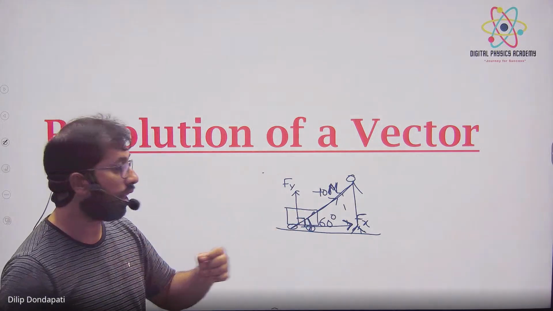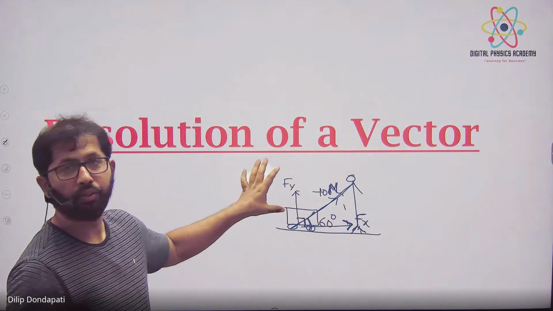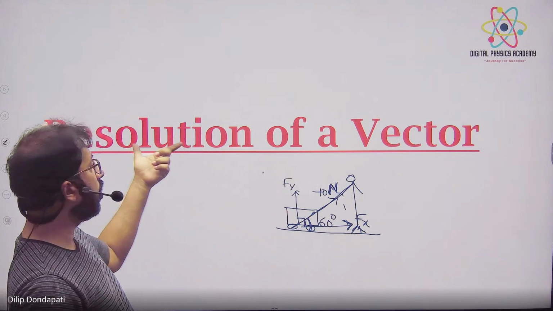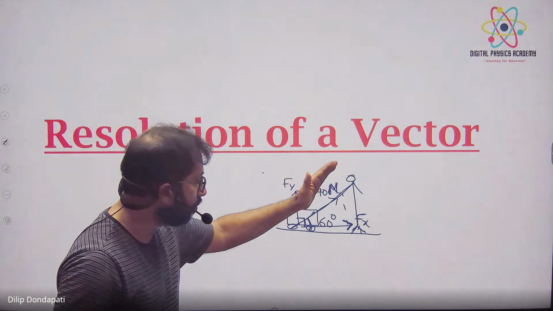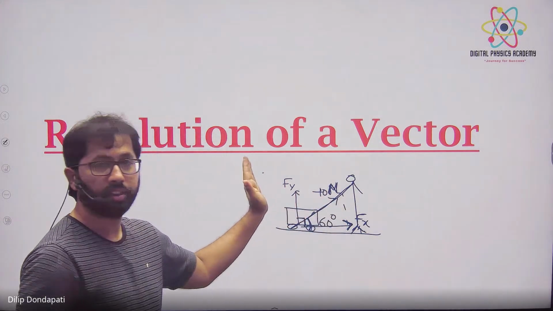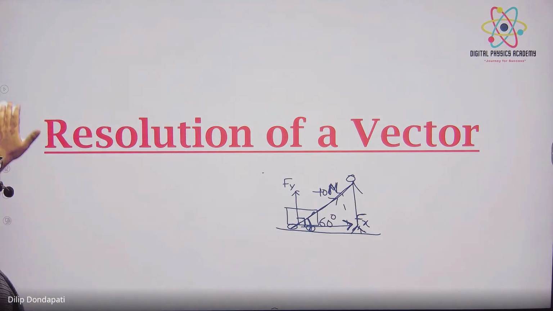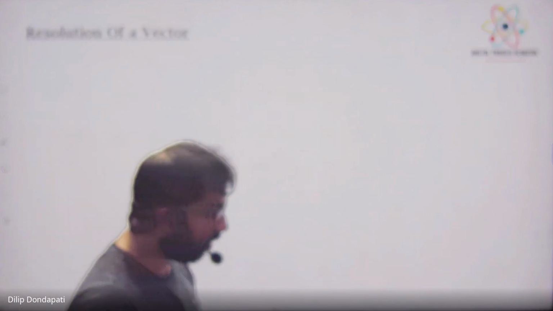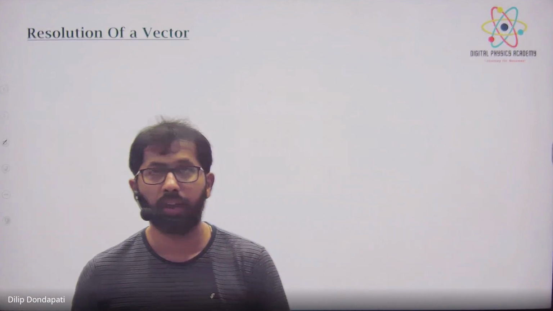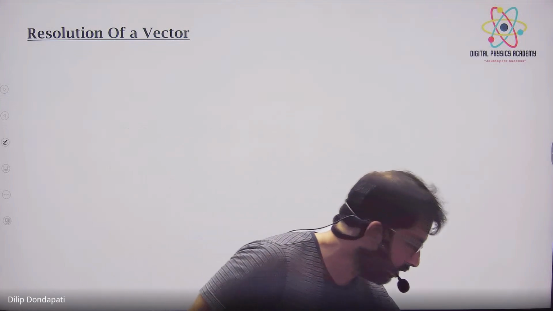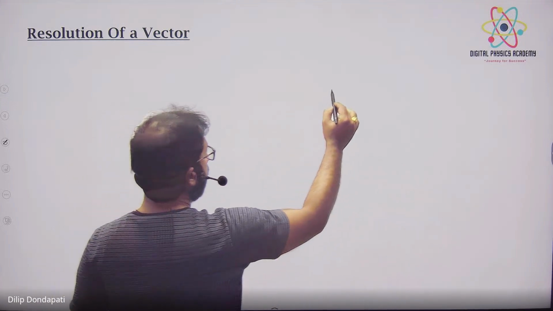So we are interested to calculate how much Fx is and how much Fy is. That's why it's called resolution of vectors. We are resolving the components along the x direction and y direction. Understood? Now we'll see how to resolve these vectors.